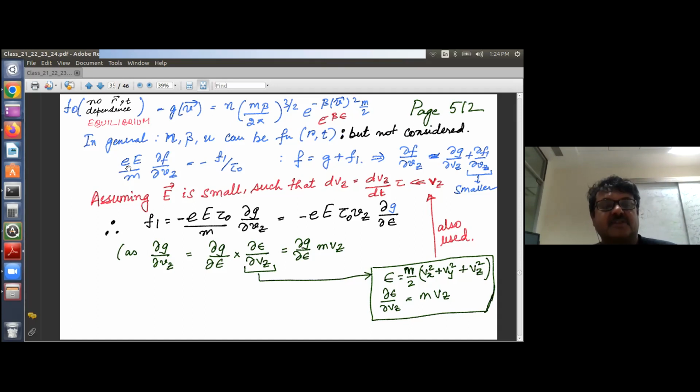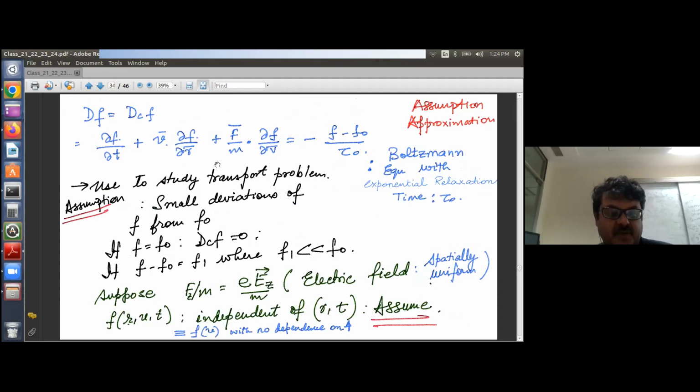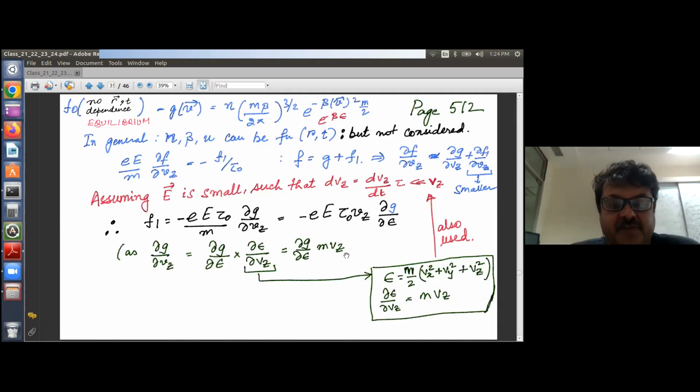Q, the charge of an electron, into the electric field by m. Suppose the field has been applied in the z direction, then del f del v z is equal to f1. Here I had named f minus f0 as f1. We have assumed that this difference of the distribution function in non-equilibrium, f minus f0, is small. f1 is much smaller than f0.